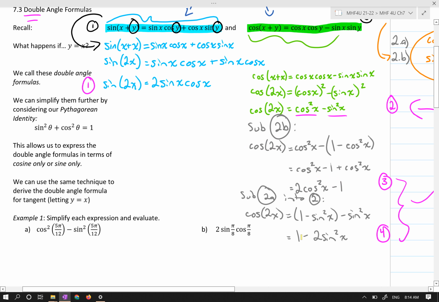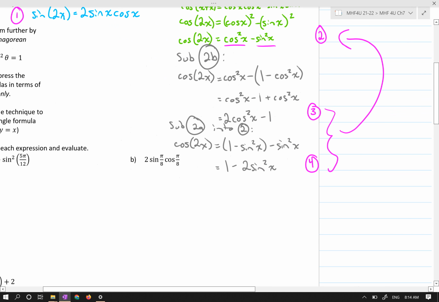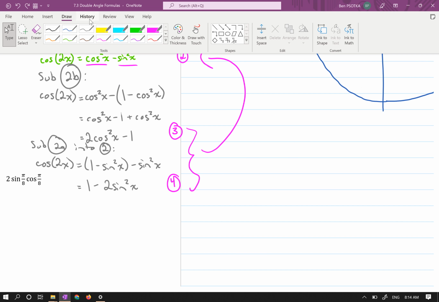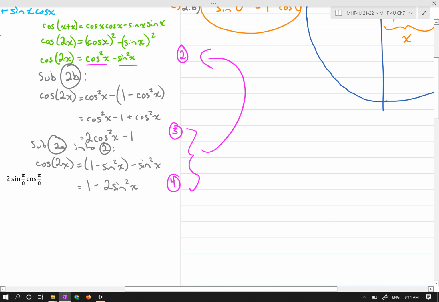Now we can go through a similar process with our tangent of 2x equation. So I'm working here, okay, so my tangent of 2x, and this is straight from the note yesterday, from the 7.2 note. The tangent of x plus y is equal to the tangent of x plus the tangent of y, all divided by 1 minus the tangent of x times the tangent of y.